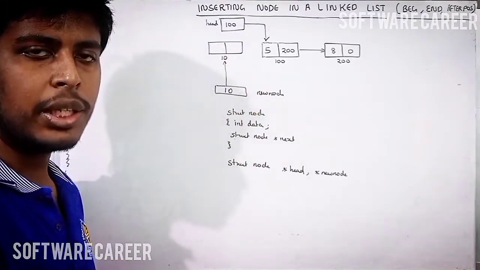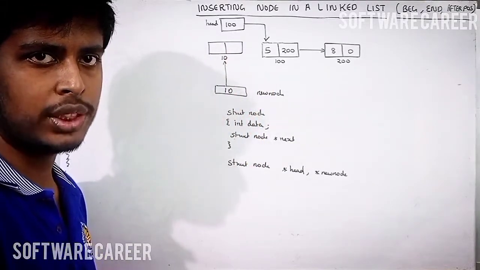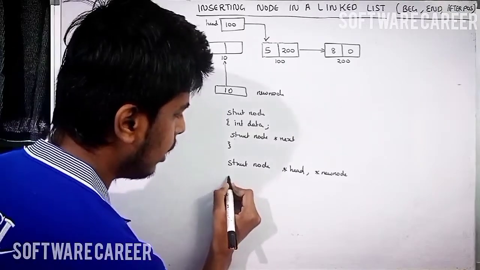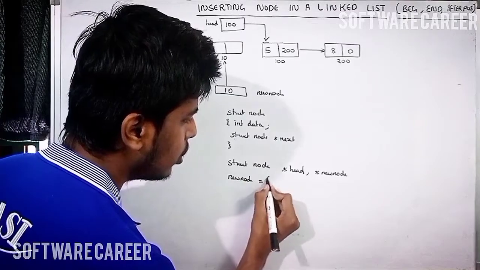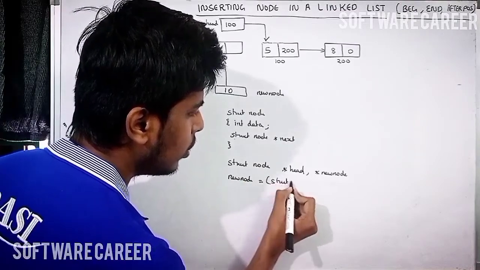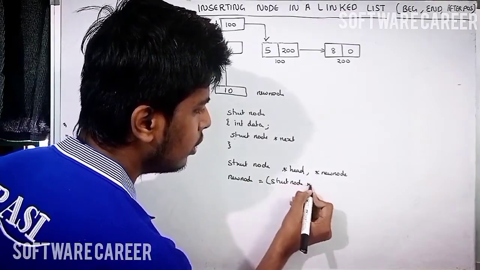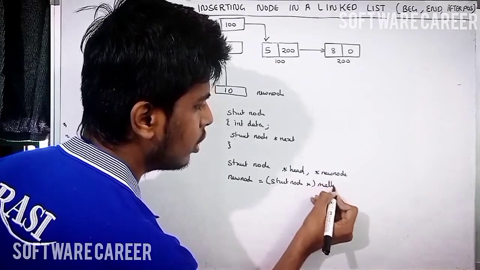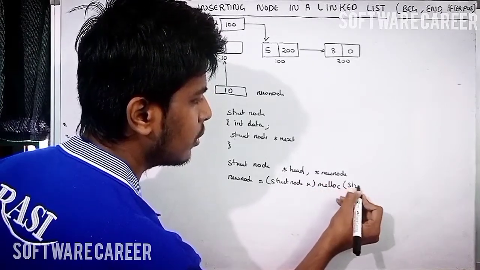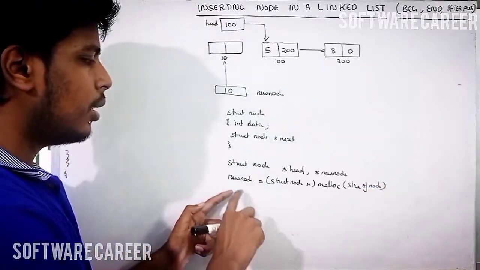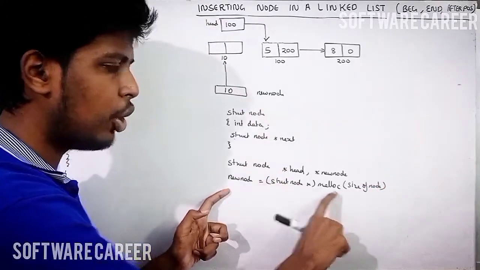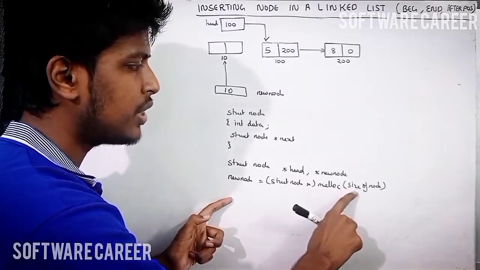How to create it? Dynamically, by using the malloc function. So I am creating it. See here, I am writing the code. New node equals struct node star malloc size of node. Now see, the new node is created by using the malloc function of size of node.